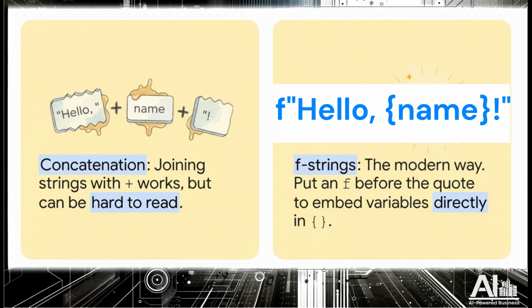All you do is put a little F right before the opening quote. This tells Python, hey, pay attention. Then you can pop your variables right inside the string using these curly braces. It is so much cleaner and easier to read. This is the way to do it.